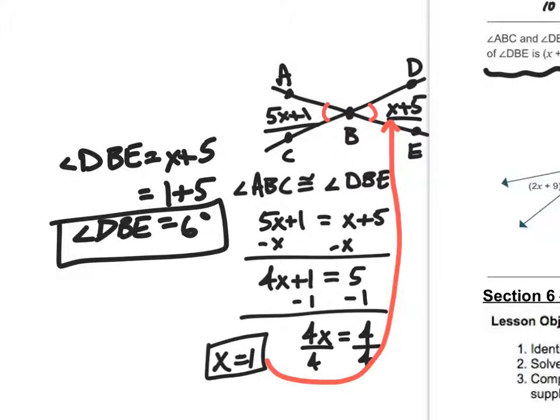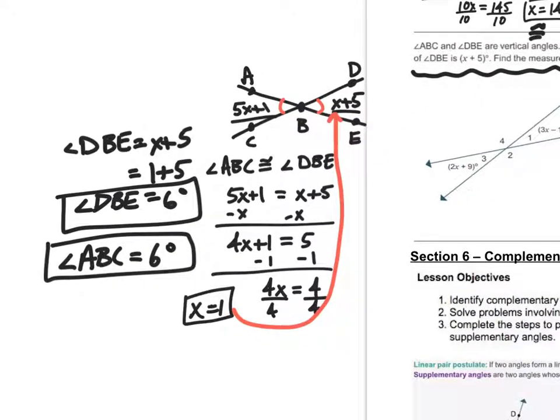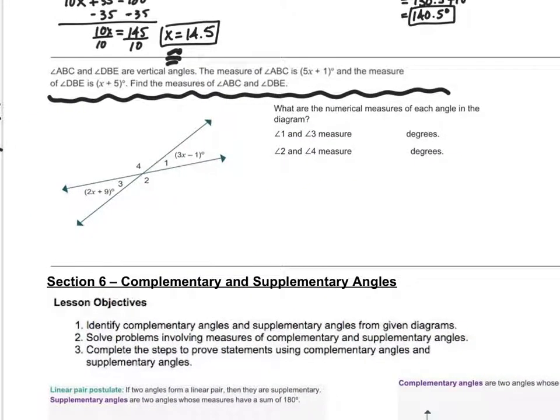Therefore, I know that angle ABC is also equal to 6 degrees because they're congruent. You don't have to do the work if you already know something about those two. If they're congruent and if one's 6, the other one has to be 6. Okay, let's take a look at this last one.